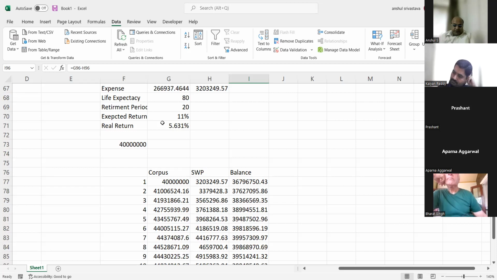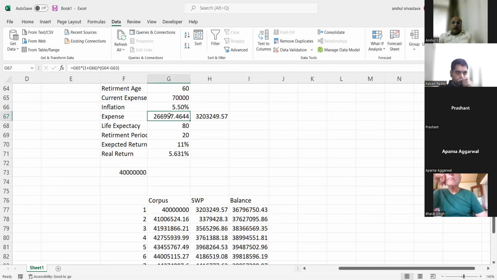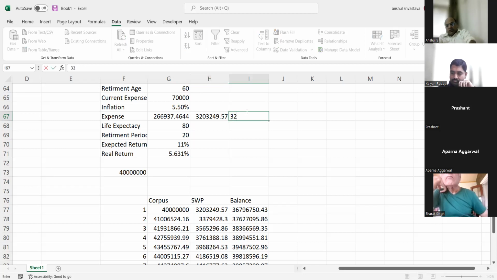No? So we can also change cell H67, you're saying. You won't be able to change this cell, annual expense. Why? H67. That is your linkage. You will not be able to change this because this is a formula. Okay. It has to be an absolute figure. So write this 3203249.57 और इसका आप रेफरेंस दीजिए यहाँ पे. Then you will be able to check.